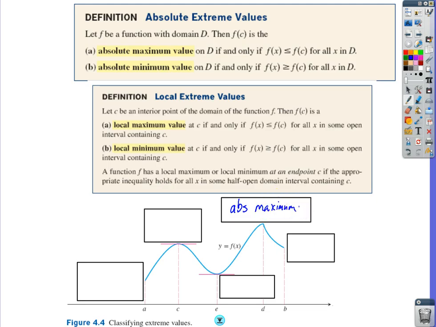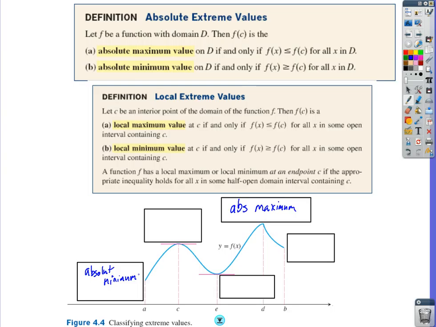Okay. And with an absolute maximum comes an absolute minimum, the lowest or smallest point in my domain of my function. Okay, and I start looking at the lowest point, and it's over here, and this becomes my absolute minimum.